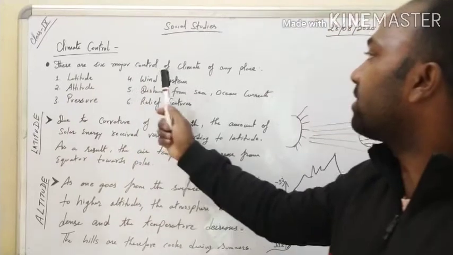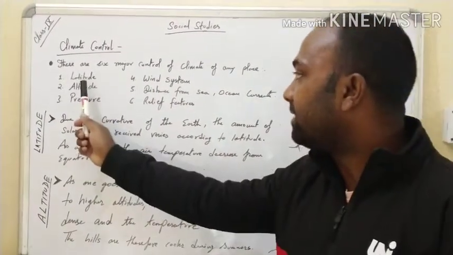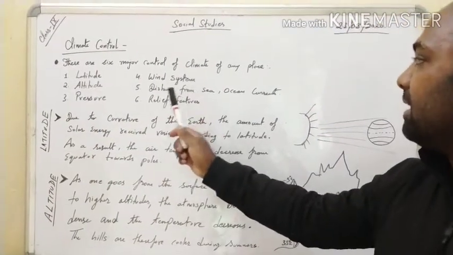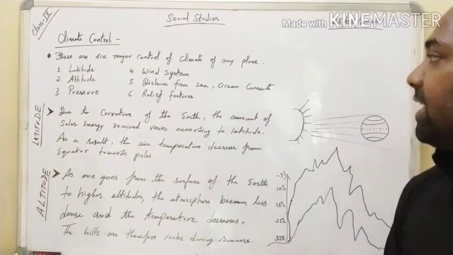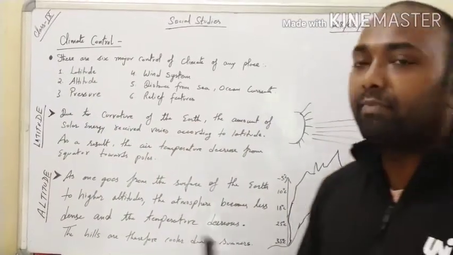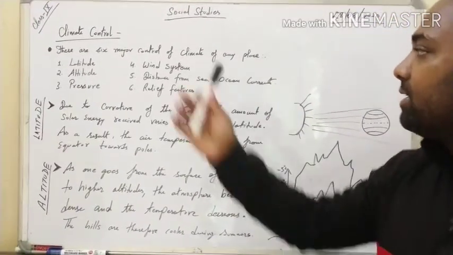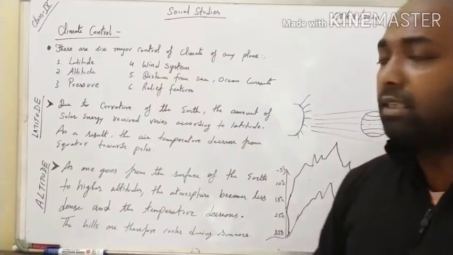There are six major controls of climate of any place, and these are latitude, altitude, pressure and wind system, distance from the sea, ocean currents, and relief features. So these are the six major controls of climate of any place. Now we are going to understand this one by one. Let us first discuss latitude.